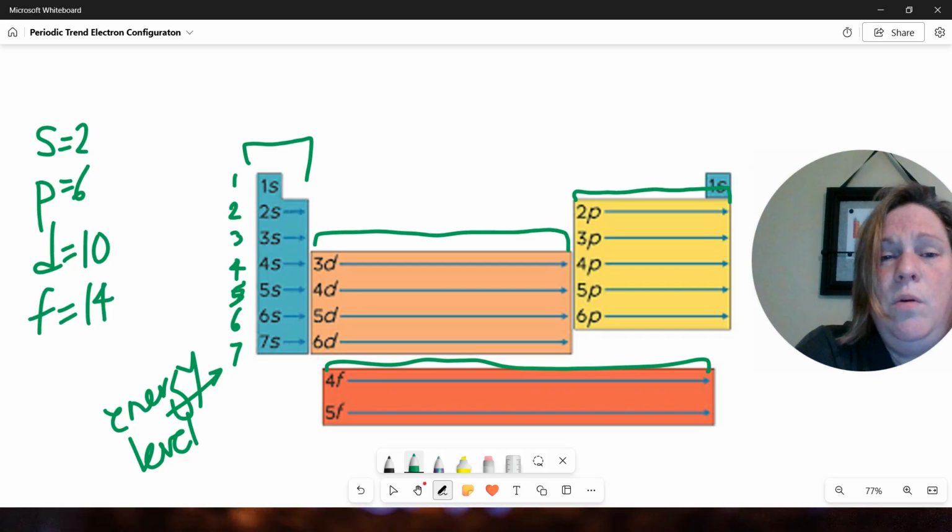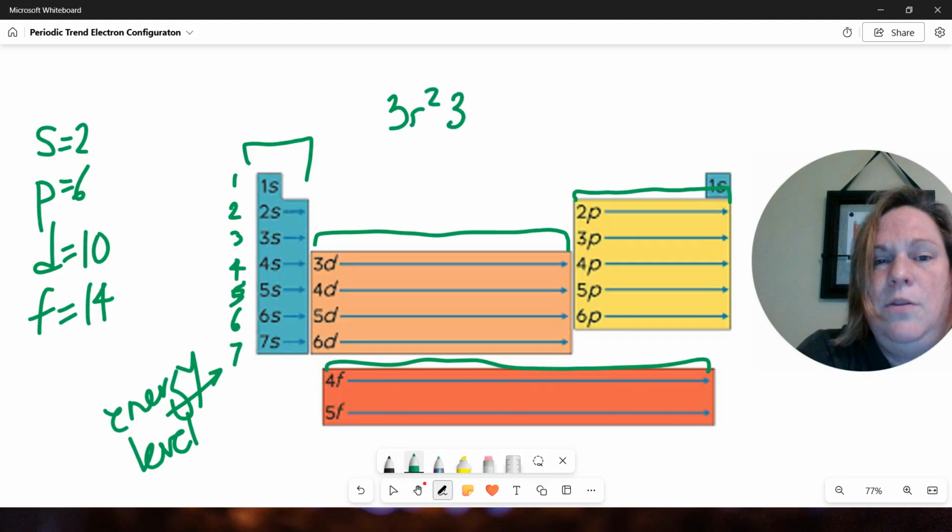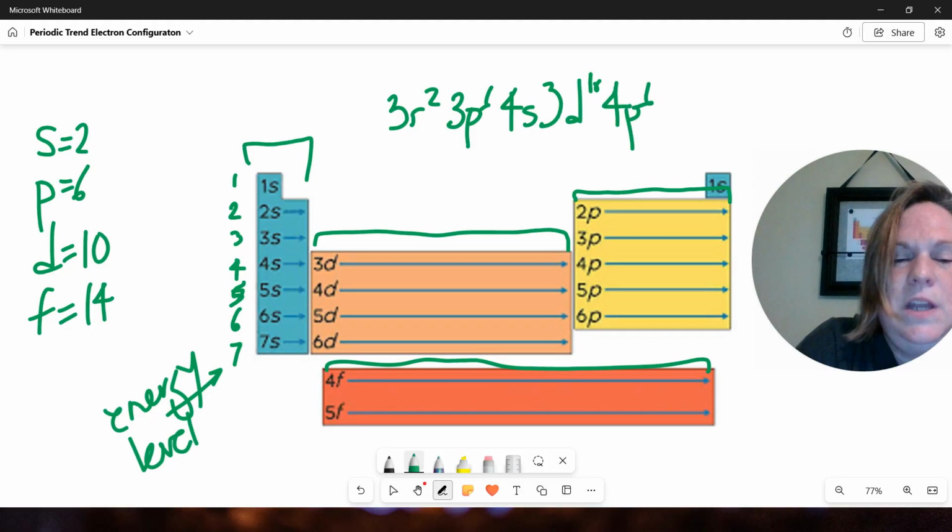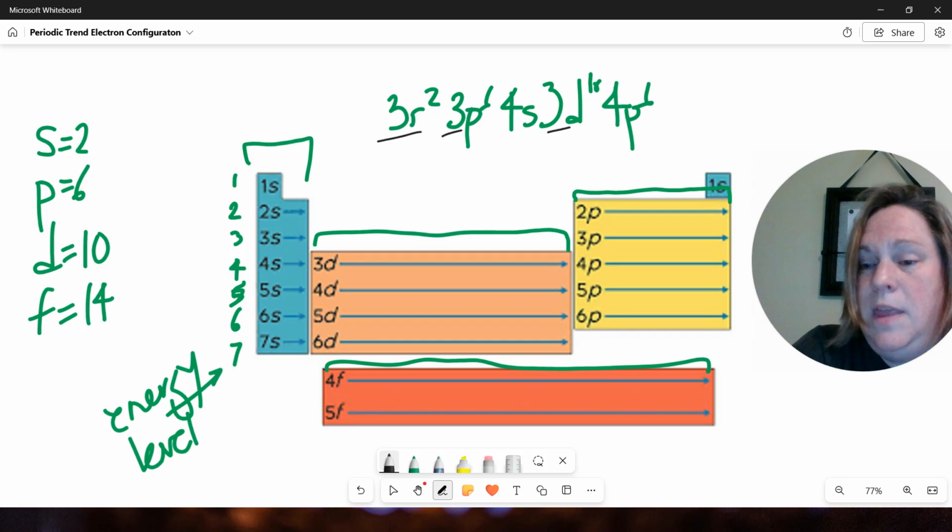And so when we're writing configurations, we might be at 3s2, then 3p6, then we go to 4s2, then we go to 3d10, and then back to 4p6. And we question, well, why don't we just fill all the 3s at first and then go to the 4s? Because electrons fill from lowest to highest energy.